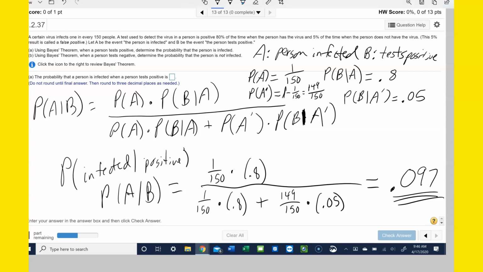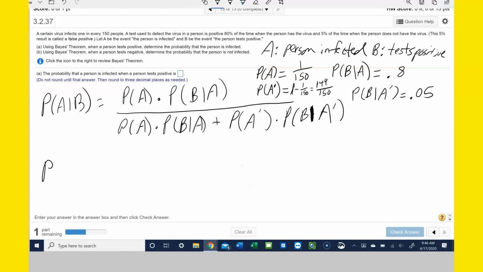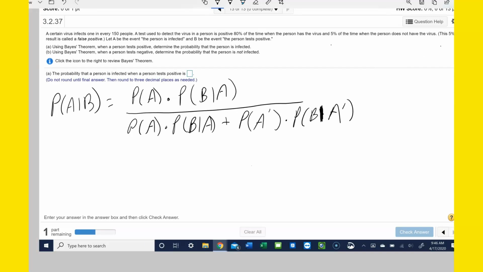All right, so now let me try to do part B. When a person tests negative, determine the probability that the person is not infected. Okay, person tests negative. So this time, I think it would be beneficial if we define the A so that it will fit this theorem again. Define the A part here as not infected. Because last time we defined A as is infected. So this time we're going to define it as not infected.